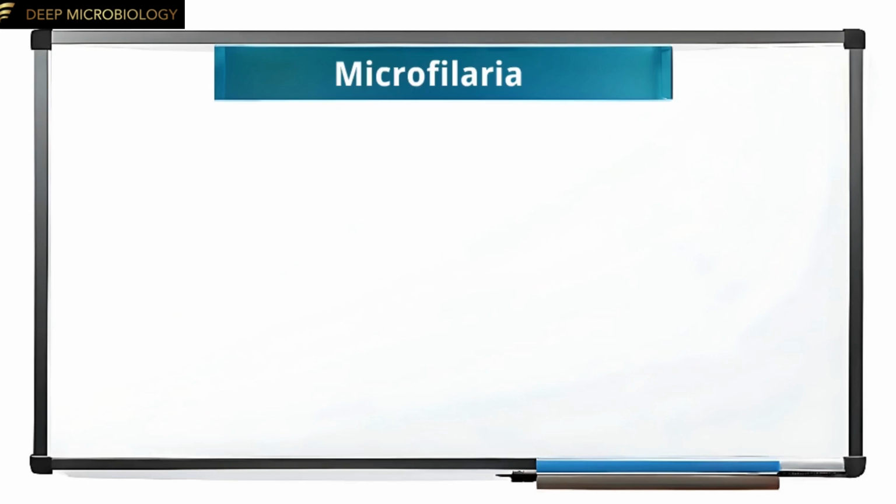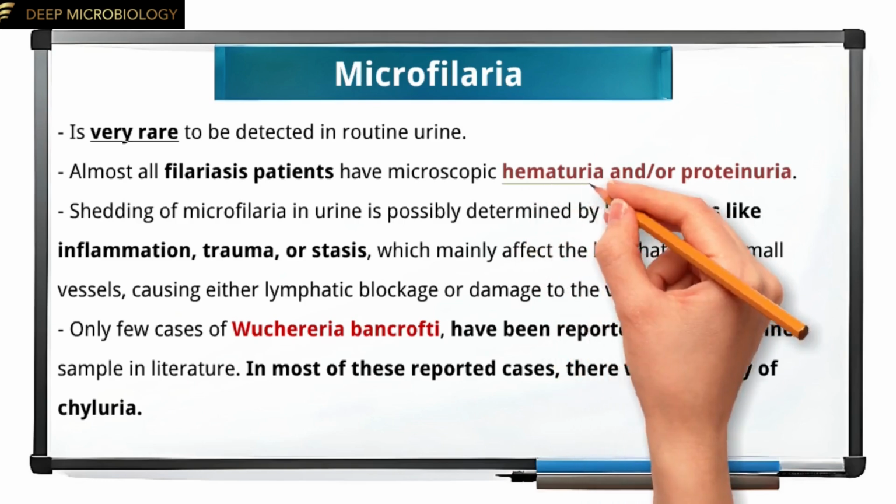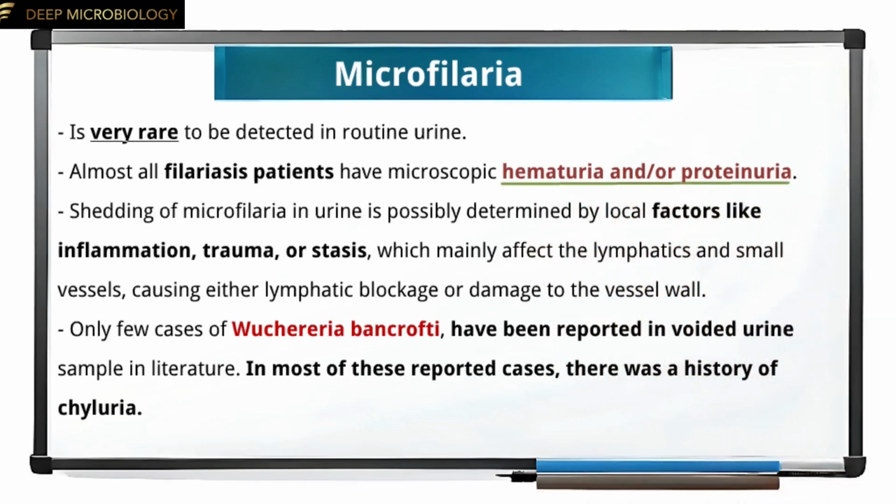3. Microfilaria is very rare to be detected in routine urine. Almost all filariasis patients have microscopic hematuria and/or proteinuria. Shedding of microfilaria in urine is possibly determined by local factors like inflammation, trauma, or stasis, which mainly affect the lymphatics and small vessels, causing either lymphatic blockage or damage to the vessel wall.